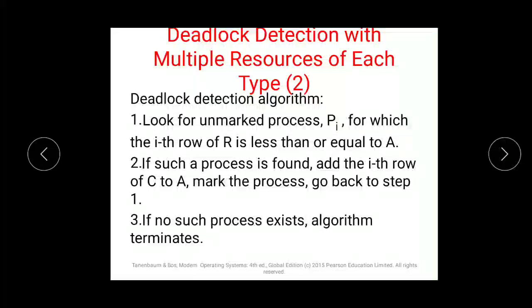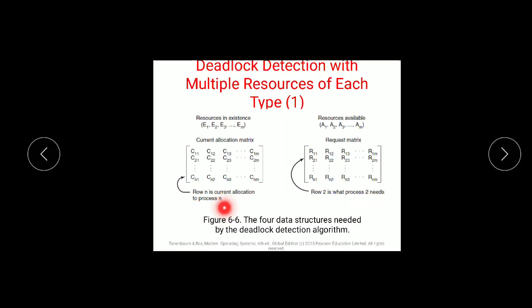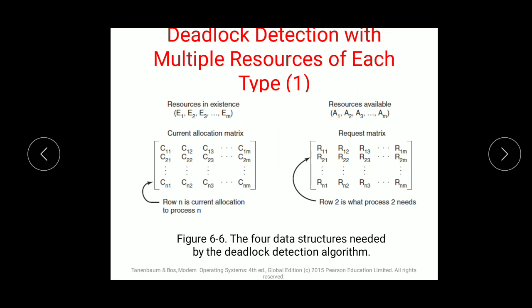So in the last lecture we had completed deadlock detection with multiple resources of each type. So how is it denoted? It is denoted by a matrix. And what are those matrices? There are two matrices which are being compared, that is the current allocation matrix and the request matrix.